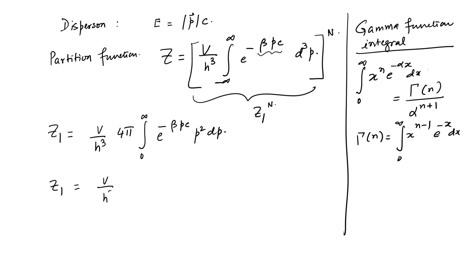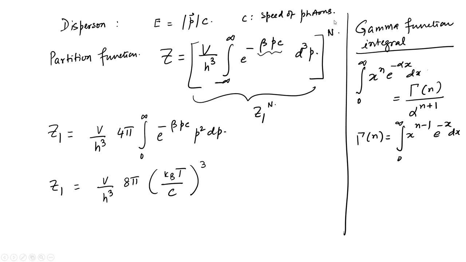And one gets Z1 is equal to V over h cube, and we have 8 pi and then kT over c whole cube. And c is, of course, the speed of light, the speed of photons, and you know light is nothing but the quanta of light is photons. So these are speed of light, or speed of photons. Okay. So once we calculate Z1, we can raise it to the power N to get the full partition function. And once we get the full partition function, it is easy to calculate various other quantities. And that's what we are going to do here.